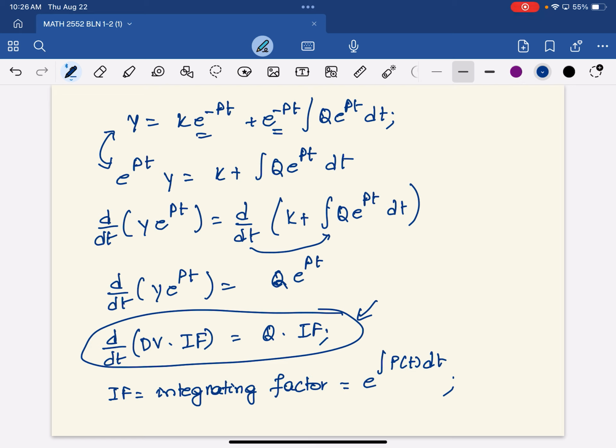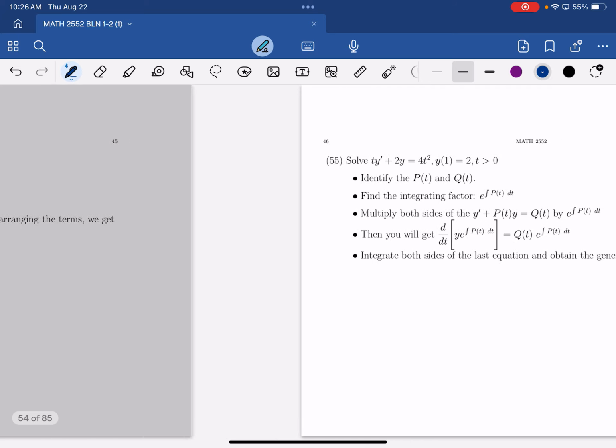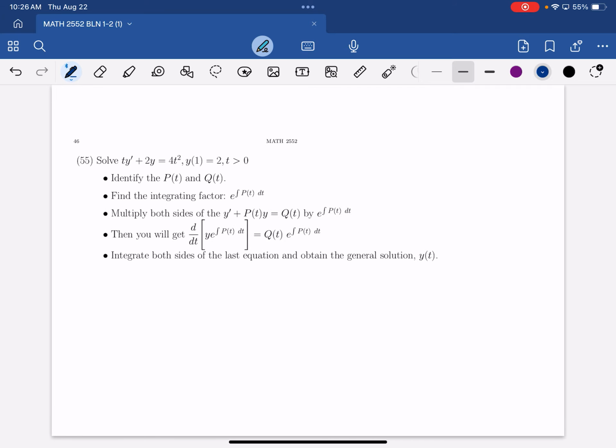I did not even introduce this. This is all just for fun, not for the test. I'm not going to ask you on the test, but it's nice to know. Okay, now that being said, let's pick a problem. Our problem is t y prime plus 2y equals 4t squared, where my initial value is y(1) equals 2.